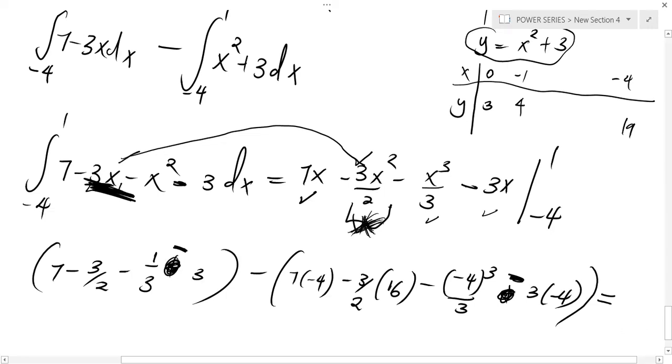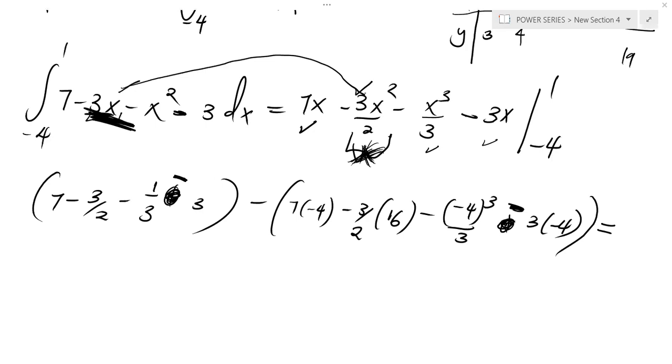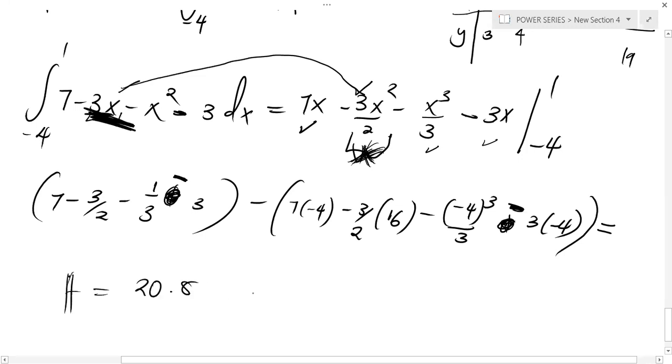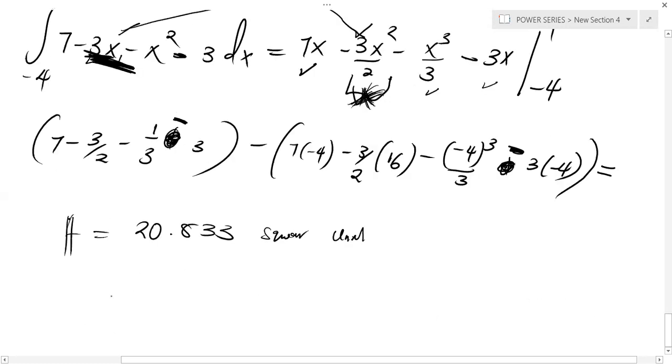Okay, if we evaluate this, guys, what are we getting finally? Let's confirm. Ndungu, you're getting 18.167. Anyone else? If you evaluate that correctly, the area is 20.833 square units. 20.833 square units, correct. Thank you, Bill. Okay. I hope that is clear.